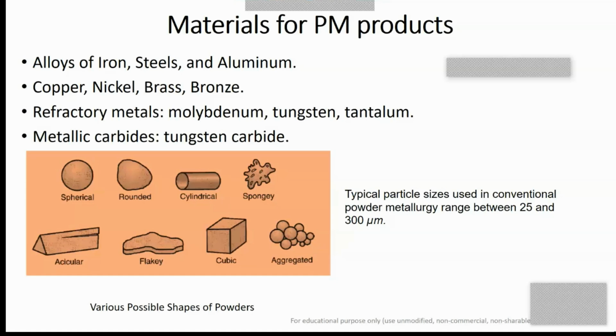However, some different shapes are also available, like acicular, flat shape, flaky shape, then cuboid, and some aggregate. Aggregate means the clustered powder, or you can say the agglomerated powder. What is the conventional powder metallurgy size range of the powder particles available for different applications? It ranges between 25 to 300 micron, and powder of this particle size is easily available in the commercial market.